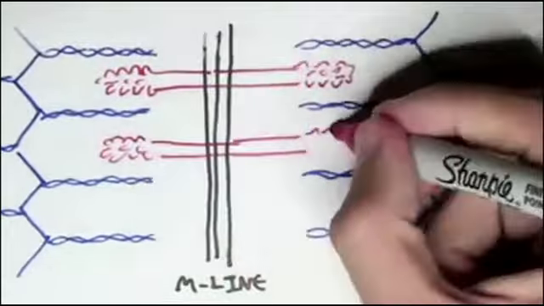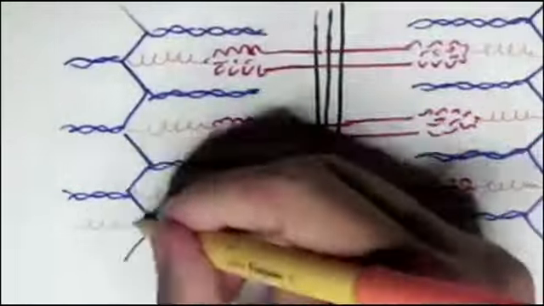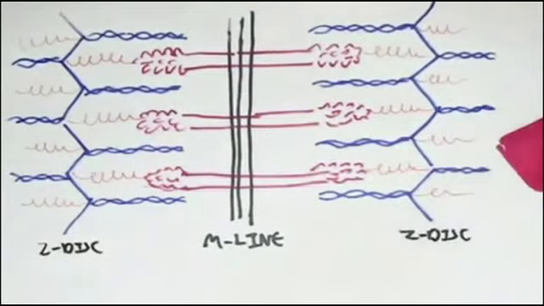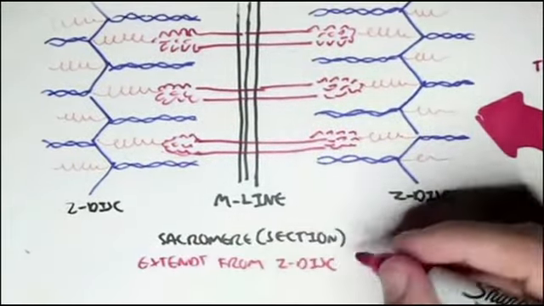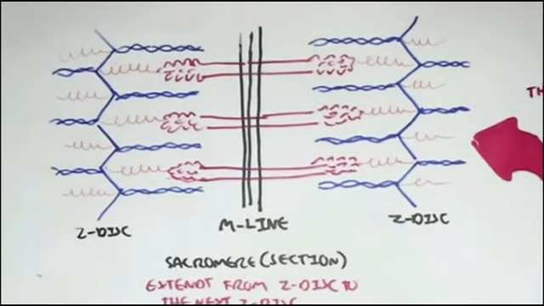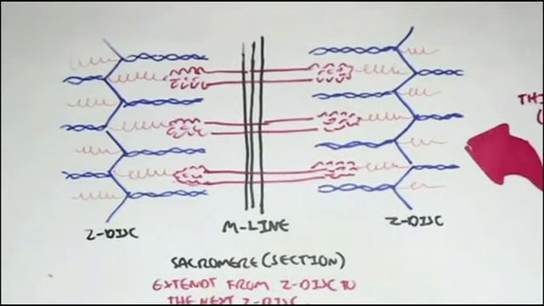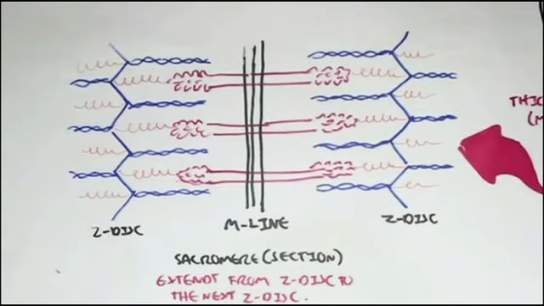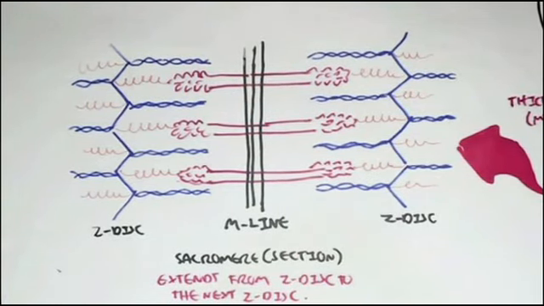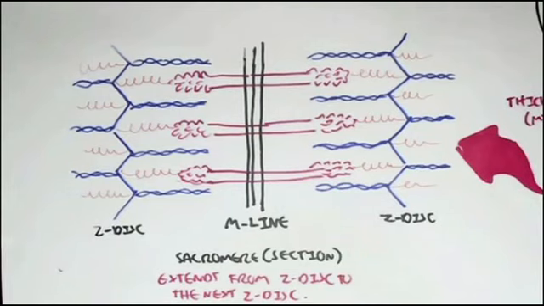And the sarcomere runs from one Z disc to another Z disc, or a Z line to another Z line here. A sarcomere is a section that extends from one Z disc to the next Z disc. The sarcomere is the smallest contractile unit of muscle, so you can say. And so when a sarcomere contracts, or when a lot of sarcomeres contract, this is when our muscles contract, when we move, for example.